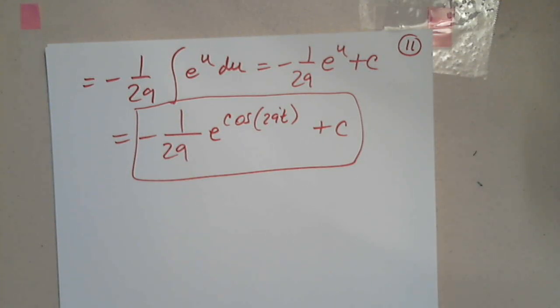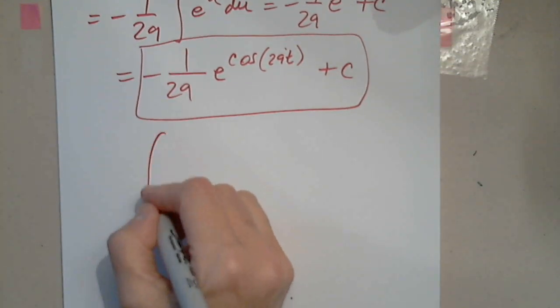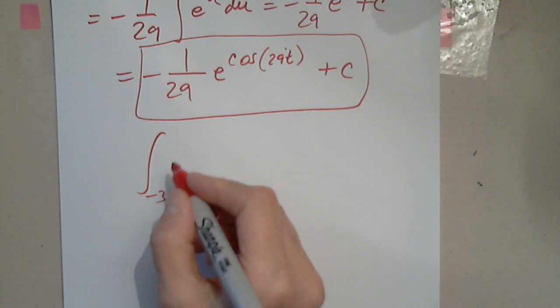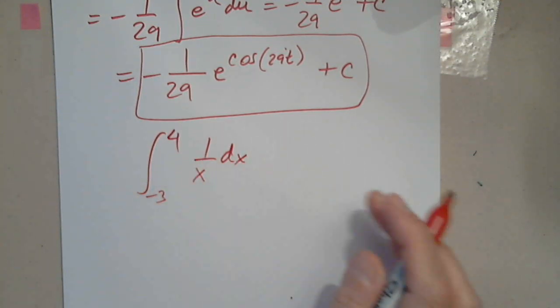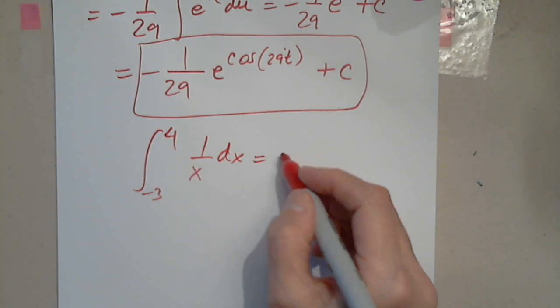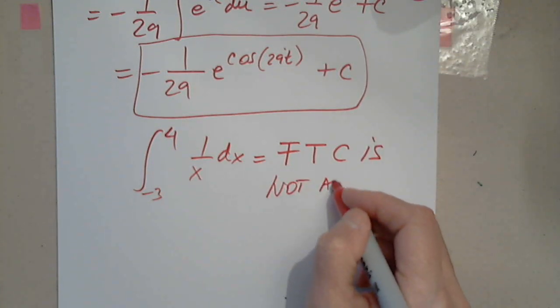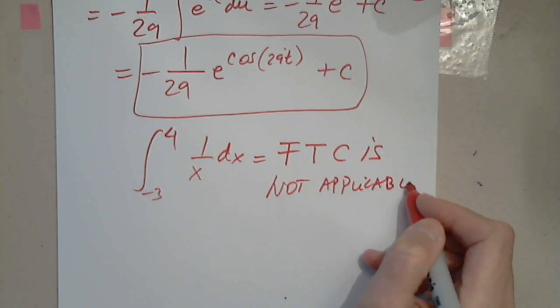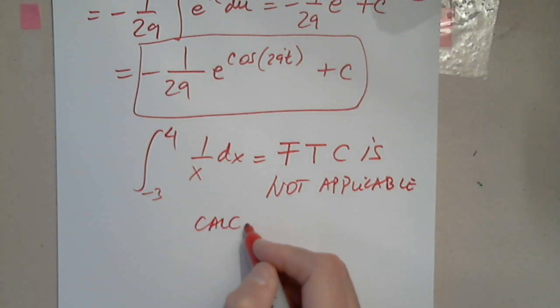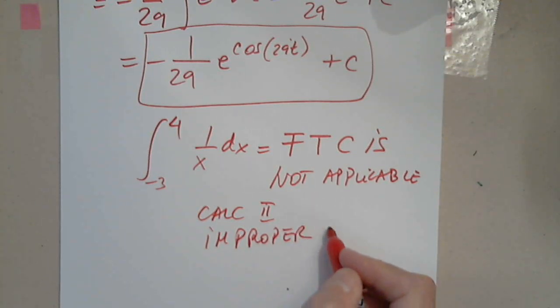And remember, for all definite integrals, we have to check that the function is continuous on the given interval. If it's not, the fundamental theorem of calculus does not apply. So for example, if I'm asked to find the integral from -3 to 4 of 1 over x dx, the function is not continuous at 0, and 0 is in this interval, I would say the fundamental theorem of calculus is not applicable. This is for Calc 2, and it's called an improper integral.